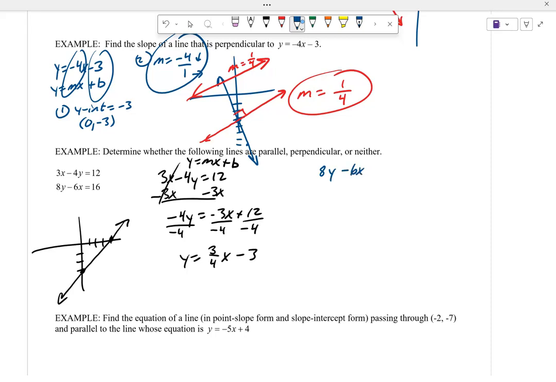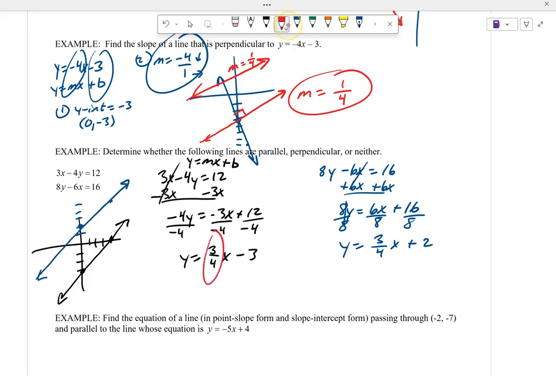We have 8y minus 6x equals 16. Let's solve that for y and put it in slope-intercept form. So we get 8y equals 6x plus 16. Divide everybody by 8. It looks like we have 6 over 8, so 3/4 x, and 16 over 8 is 2. So it has a y-intercept of 2, and it also goes up 3 and right 4.